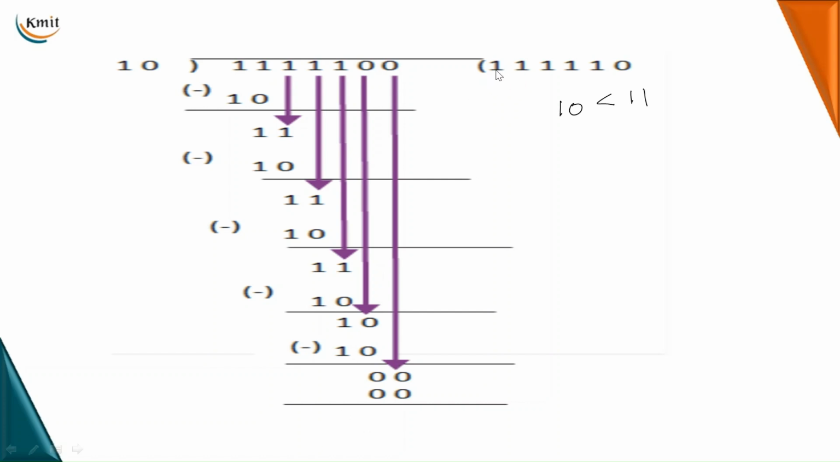So the answer, the quotient, is 1, 1, 1, 1, 1, 0, whereas the remainder is 0, 0. So this is how we perform the long division method. Let us take one more example of long division.